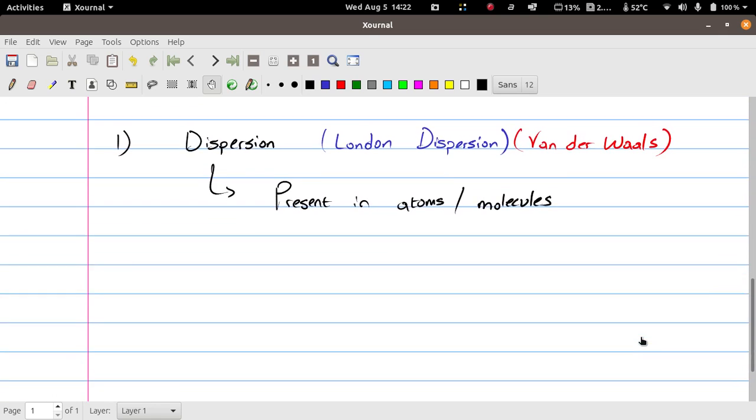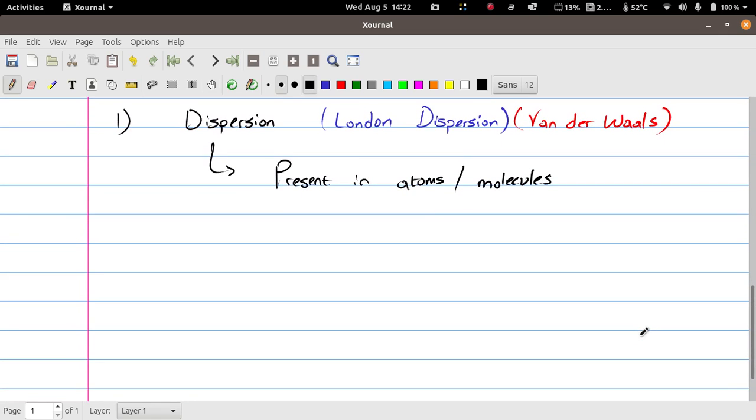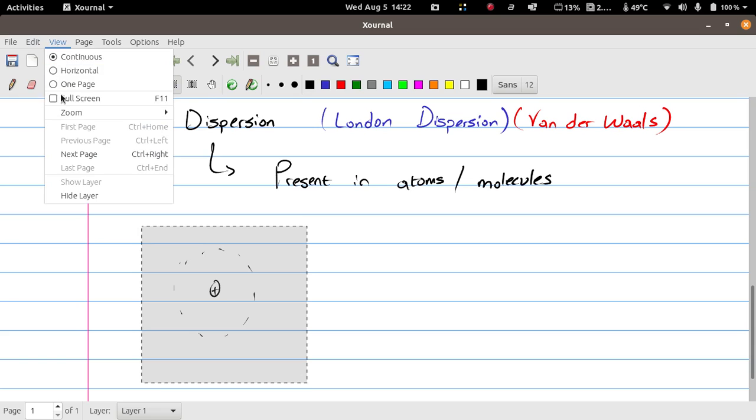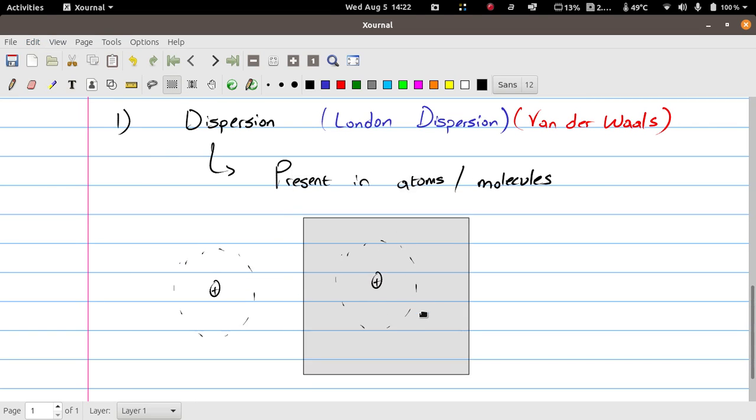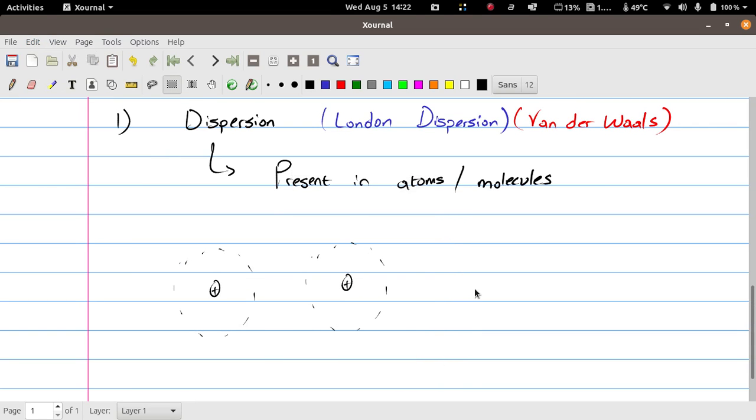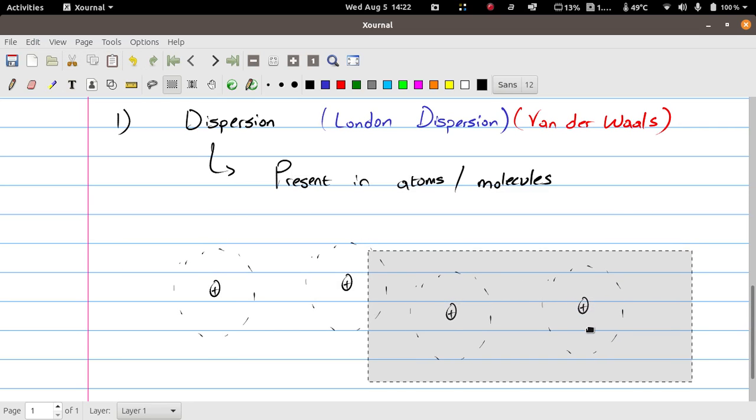So, dispersion is a really, really weak intermolecular force. It's not strong. It's very temporary, but it is important. So anyways, I'm going to draw a quick diagram to kind of explain it. So this is our atom, and then I'm going to copy this. I don't know why I didn't do it that way in the first place.